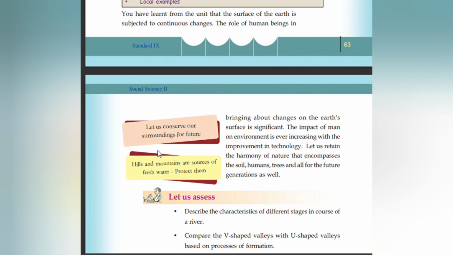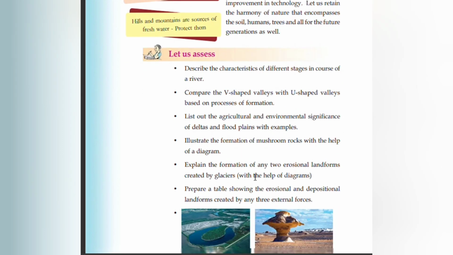Let us conserve our surroundings for the future. Hills and mountains are sources of fresh water, protect them. The impact of man on the environment is ever increasing with improvement in technology. Let us retain the harmony of nature that encompasses the soil, humans, trees, and all the future generations as well.